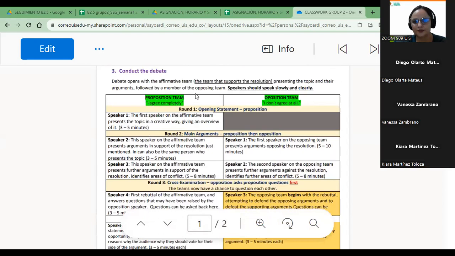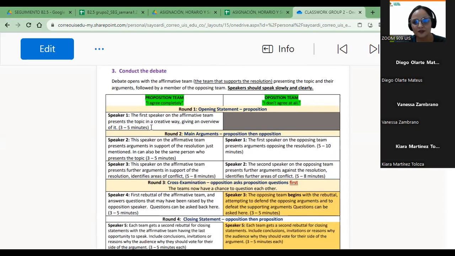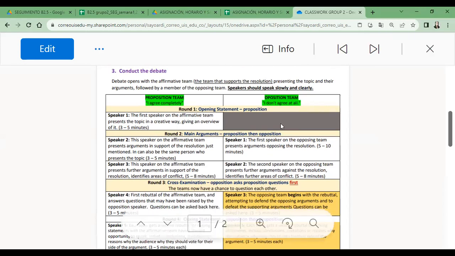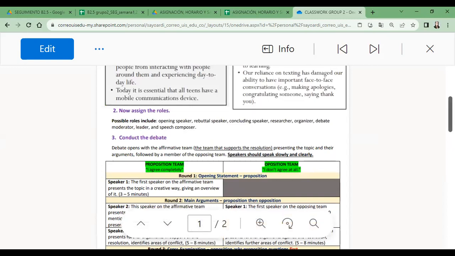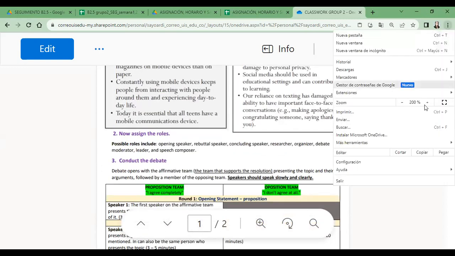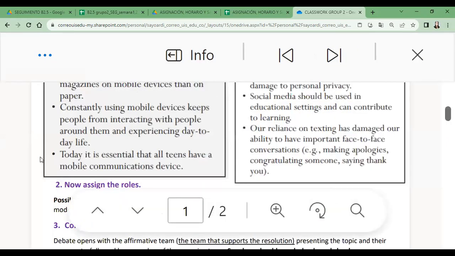Okay, so proposition team, the one who agrees, starts presenting the topic. Let me see if I can put it here in a bigger way. No, okay, so maybe like this. So you guys start presenting the topic, okay?